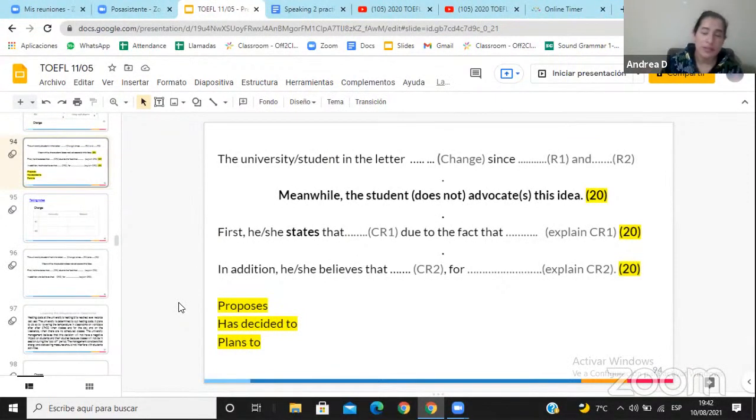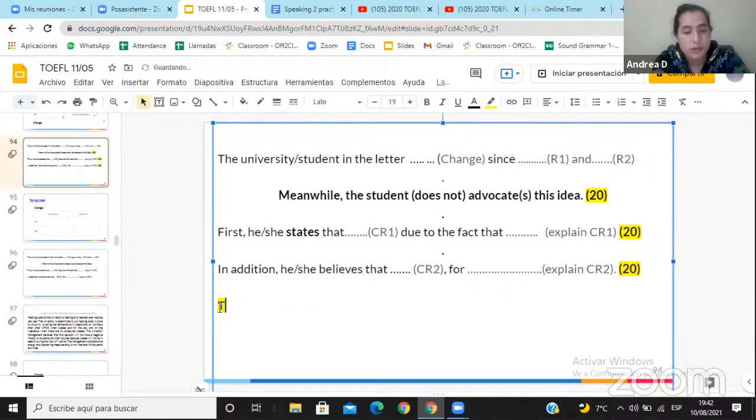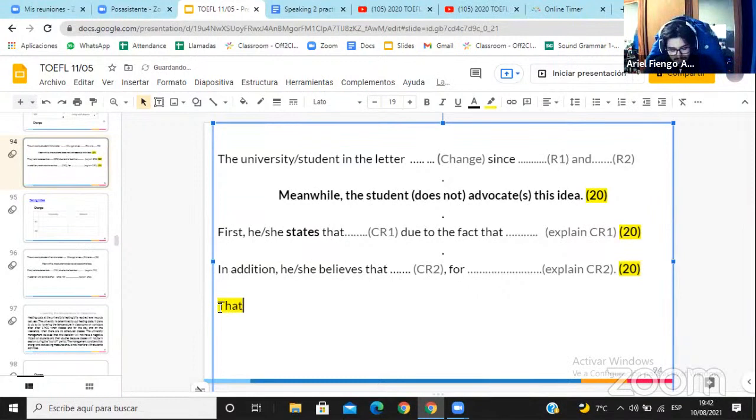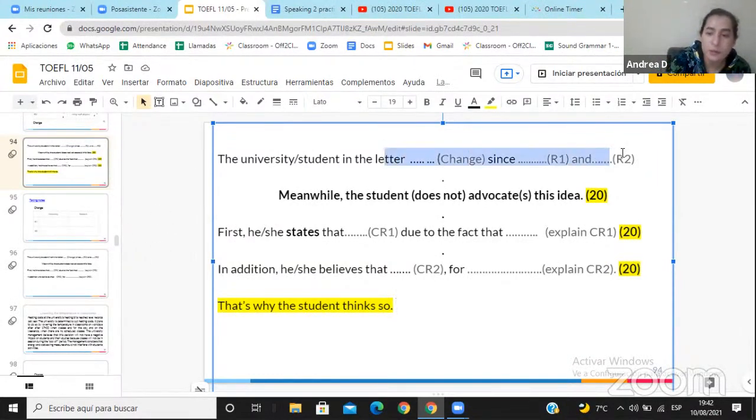What can I say? If you guys have some extra time, then what you can do is a short conclusion. So you could say something like, that's why the student thinks so. So if you have like 5 seconds left, then you can say something. So that's why he thinks so, or that's why she thinks so. And if you got some more time, then you could restate the position. You could say something like, that's why the student doesn't really love the idea, or that's why the student is in favor of the idea, or something like that. If you got some extra time. The conclusion is never going to be necessary, so don't worry if you don't have time to do one.